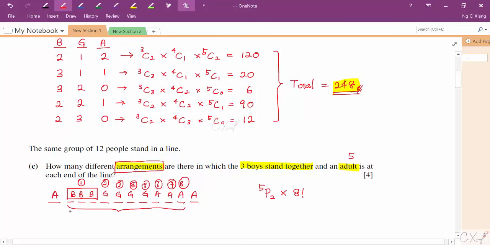After that, you also need to consider the arrangement inside the group of boys. So multiply with 3 factorial. There are 3 boys inside, right? To arrange all the 3 boys, you have 3 factorial ways to arrange them. When you multiply all these together, you'll get 4838400.